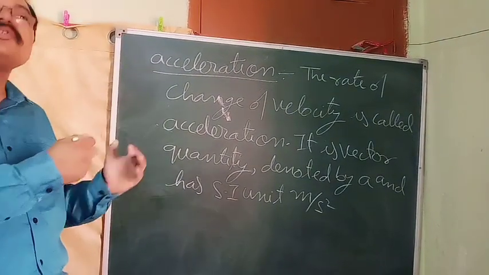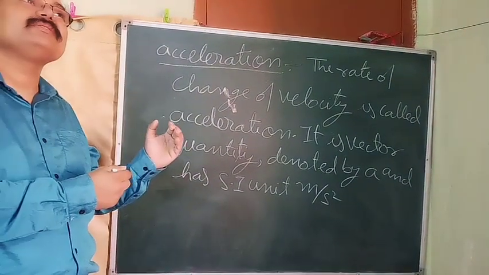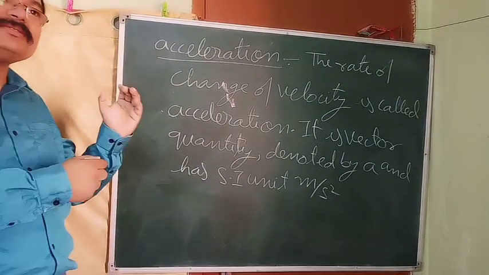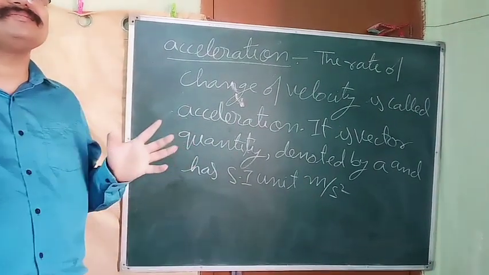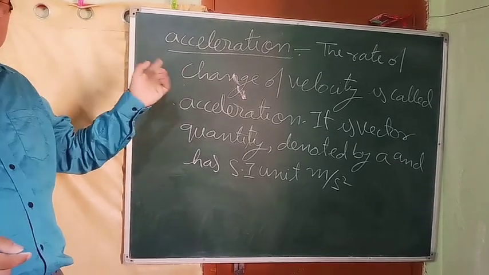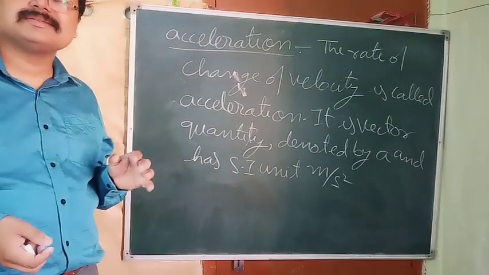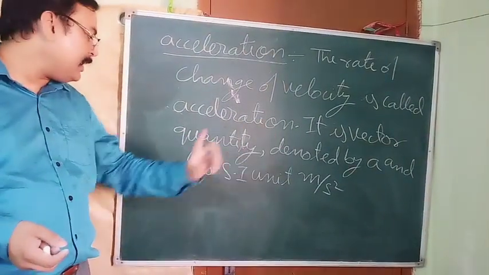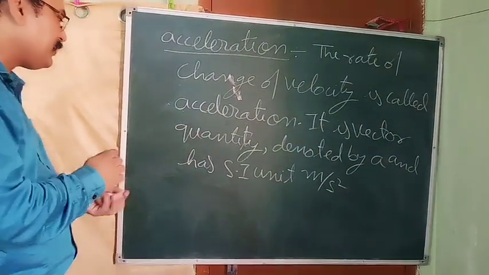If it is changing slowly, whether increasing slowly or decreasing slowly, then we can say its acceleration is less. And if it is changing faster, then we can say its acceleration is more. So when the change in velocity is faster, acceleration is more. When the change in velocity is slower, acceleration is less. And it is a vector quantity denoted by small a and has SI unit meter per second square. Okay. After this, what can we write?